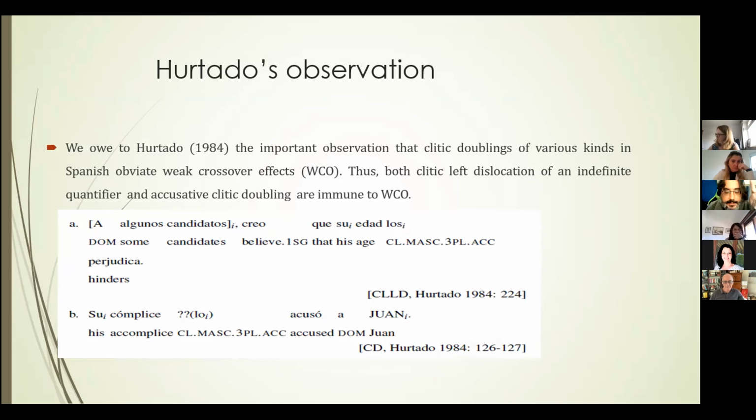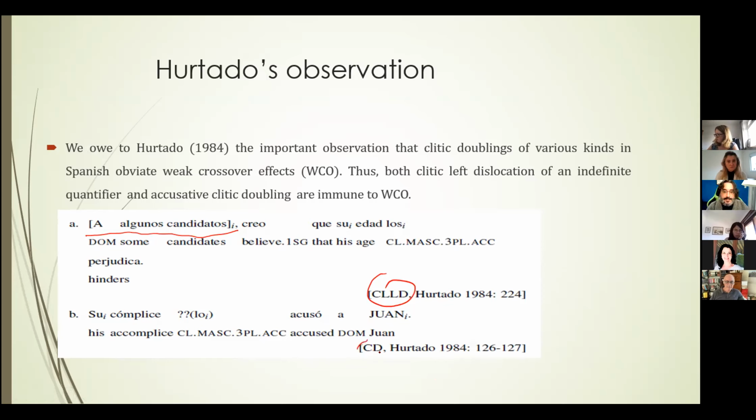The importance of Hurtado's observation had to do with the fact that for him, and this is correct, both clitic left dislocation, see, this is a clitic left dislocation construction with an indefinite, not the best one, but this is the original example, and Rio Platense clitic doubling obviate weak crossover. Su cómplice lo acusó a Juan.